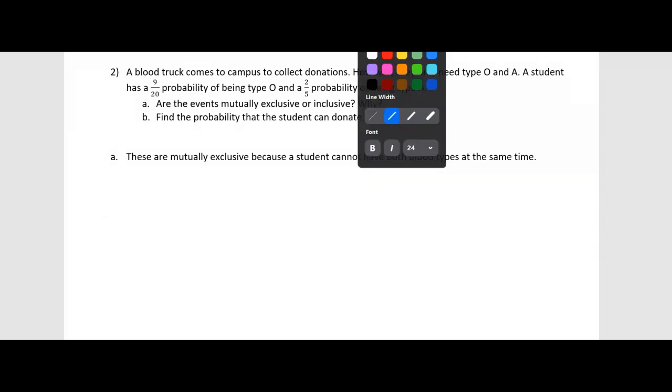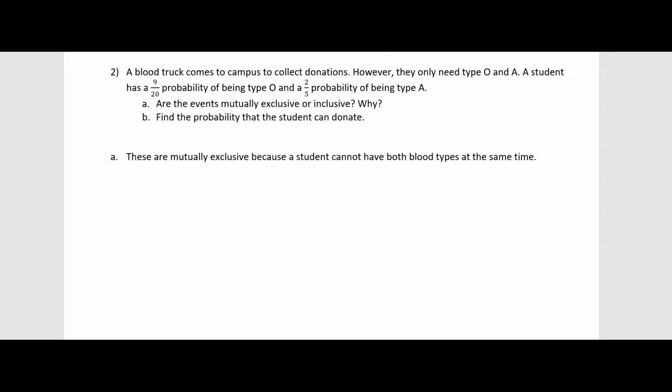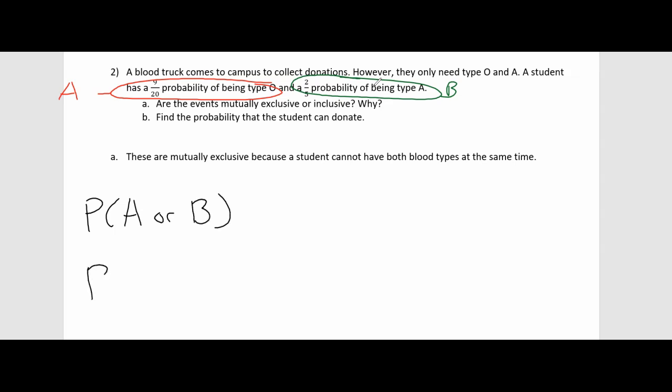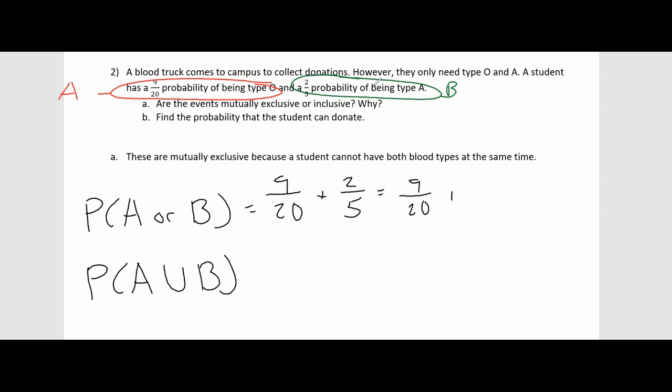So if we know that these are mutually exclusive events, well, our formula up above said we just add the probabilities together. We'll call this A, and we'll call this B. So the probability of A or B is equal to 9/20 plus 2/5. 9/20 plus 8/20, to keep that common denominator, gives us a probability of 17/20, or 0.85.